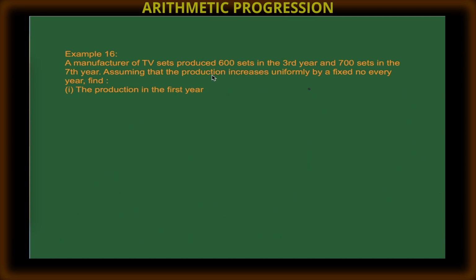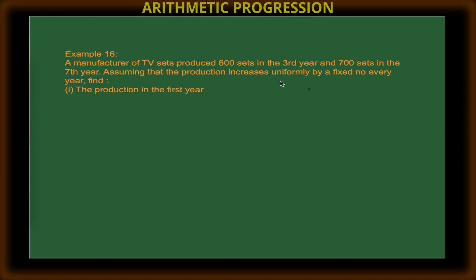Okay student, this is one of the tricky questions I can say, and also the last question to be solved in the example. Let's try to read. A manufacturer of TV sets produced 600 sets in the third year and 700 sets in the seventh year. Assuming that the production increases uniformly by a fixed number every year, find. Okay, this clearly says uniformly, that means there is a consistency.